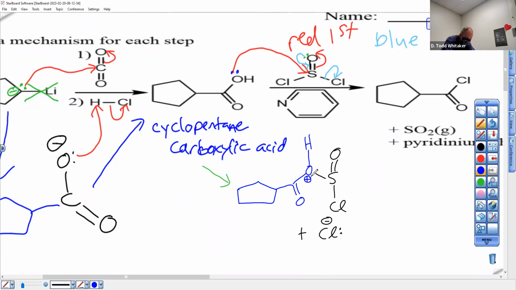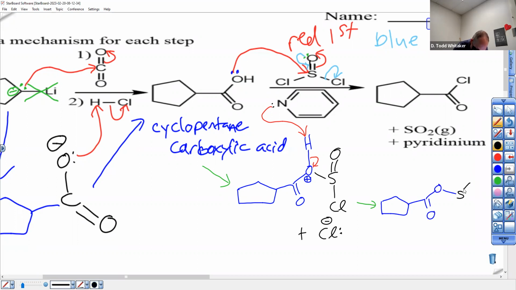Oxoniums are strong acids. Pyridine is a mild base. It has a lone pair. Grab the H. Neutralize your oxonium. We're getting there. And there we go.